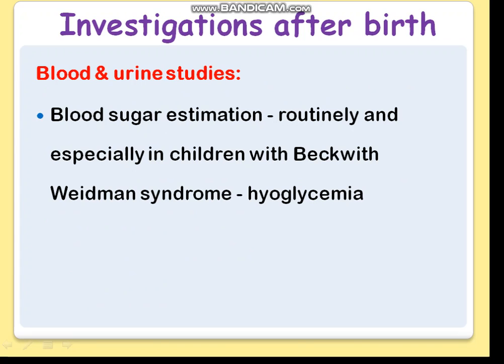Coming to the investigations after birth, you have to do a blood sugar estimation. It is routinely and especially done in children with Beckwith-Wiedemann syndrome. So associated ആയിട്ടുള്ള anomalies കണ്ടെന്ന് വരാം. അങ്ങനെ ഒരു അസോസിയേറ്റഡ് അനോമലിയാണ് Beckwith-Wiedemann syndrome. ഈ കുട്ടികളിൽ ഹൈപ്പോഗ്ലൈസീമിയ അസോസിയേറ്റഡ് ആയിട്ട് കാണും. അതുകൊണ്ട് you have to measure the blood sugar in between. So the first investigation is blood sugar estimation, which is routinely done especially in those children with Beckwith-Wiedemann syndrome.